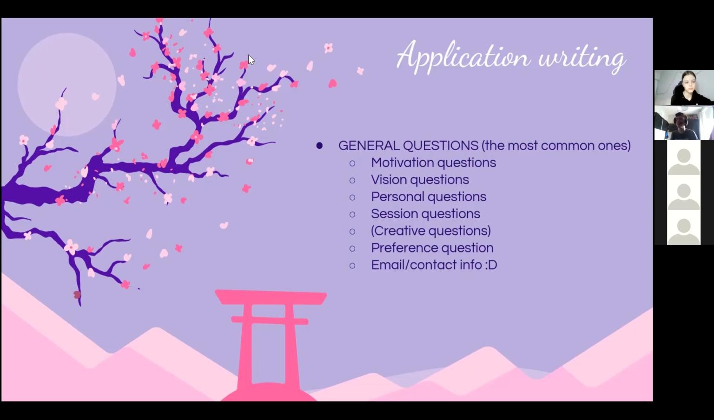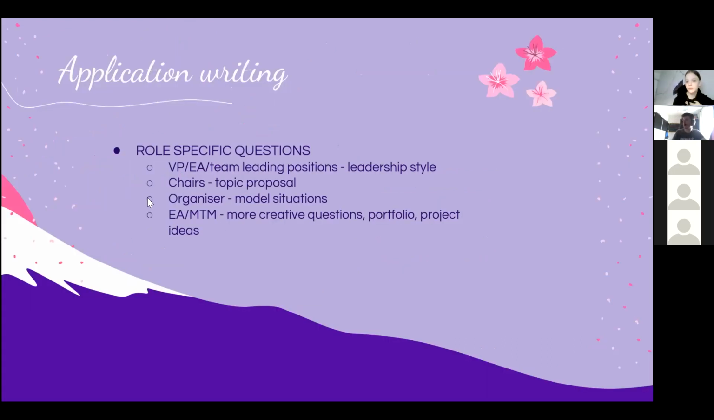Preference question: it could be that there are three regionals at the same time, and they're asking which one you would prefer to do. That's fine. And then email contact information, just the basics: please provide your email for the selection panel, or your phone number, or something like that. And then there are role-specific questions. The questions are going to be different for whatever role or team you're applying to, because the teams do different things and you need different skill sets for the different roles.